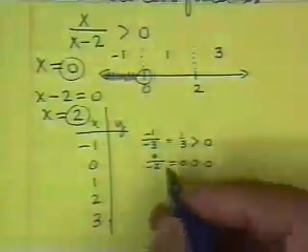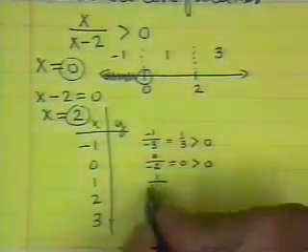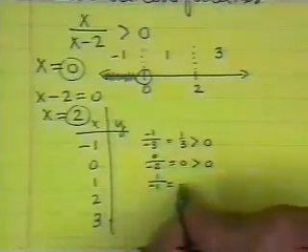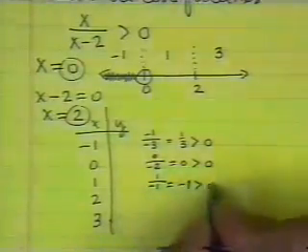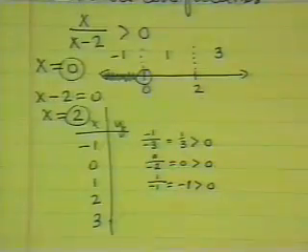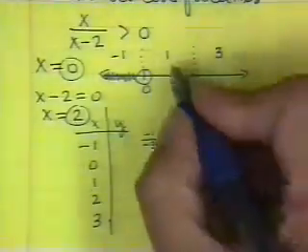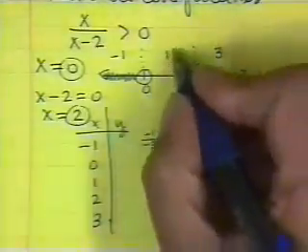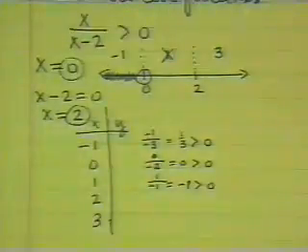Let's test the 1. 1 over 1 minus 2, which is -1. That's -1. Is -1 greater than 0? True or false? That is false. And so we will not be giving this region any shade, so we just cross out the region point to let me know that I've already tested it.